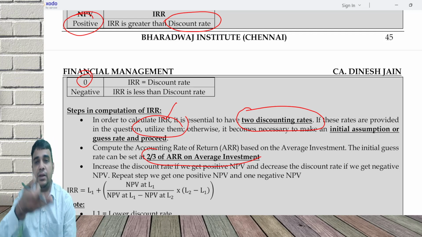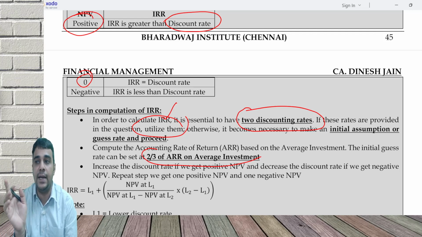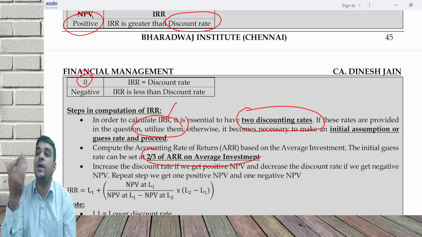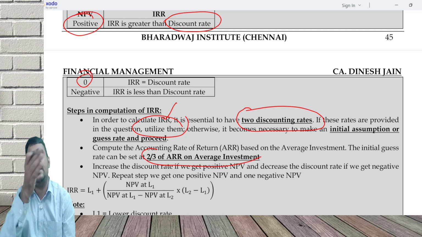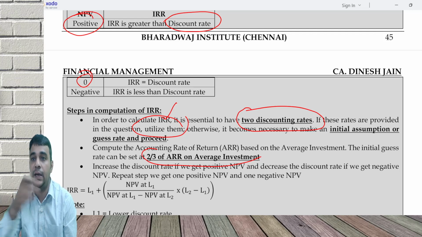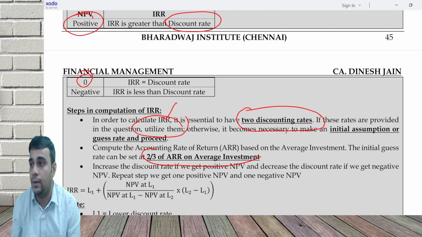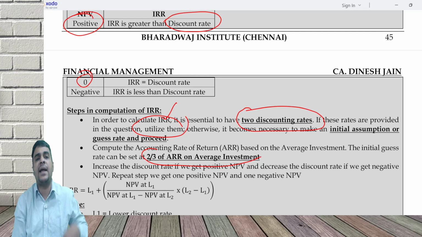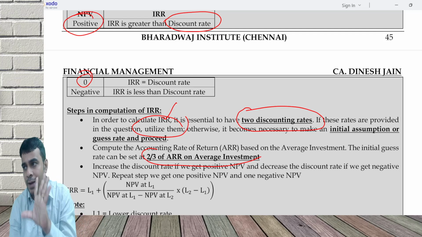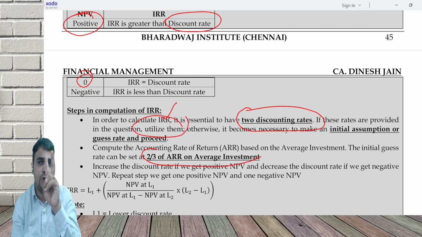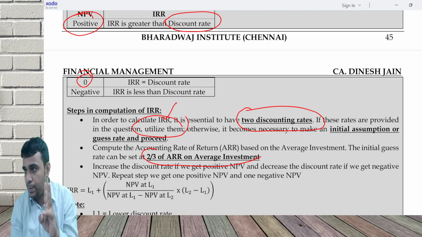You cannot start with 8, then increase it to 10, then 12, then 14. One rule is the gap between the two rates cannot be very high. If you keep a very high gap, the accuracy of your answer will go down. Somebody says I'll do 8 and then 20. If you keep such a high gap, your final IRR will be highly inaccurate. Maximum gap I can have is 5%. Whatever problems I do in class, I'll only do a 2% gap.